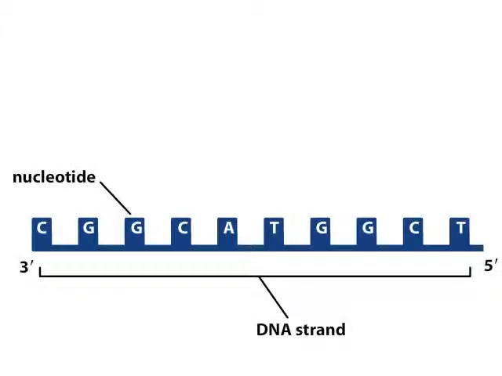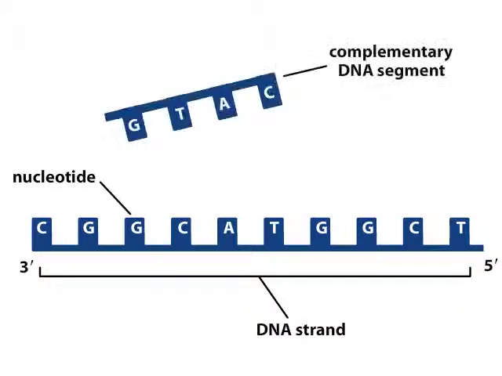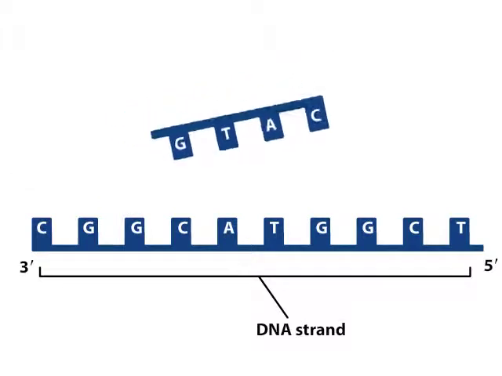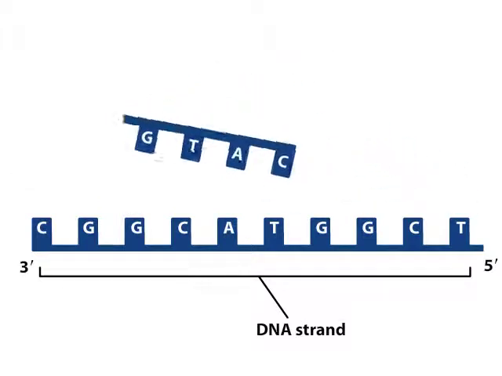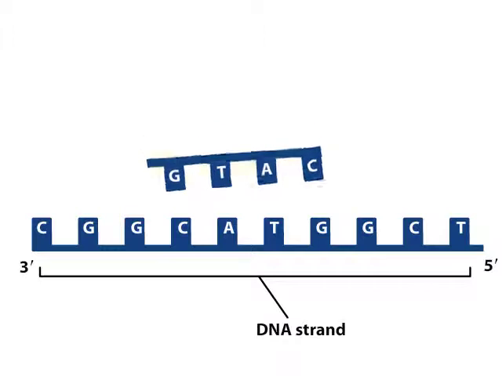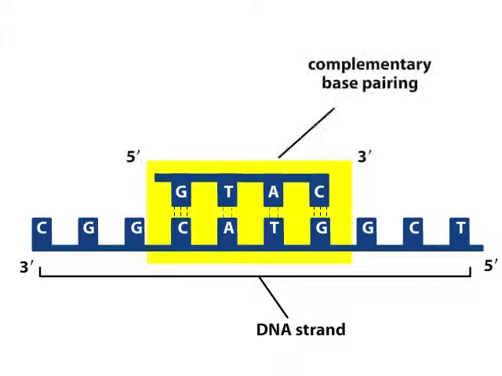DNA and RNA are nucleic acids, polymers of nucleotides. Two polymers with complementary nucleotide sequences can pair with each other. This pairing endows nucleic acids with the ability to store, transmit, and retrieve genetic information.